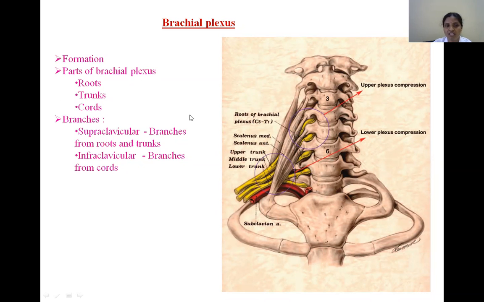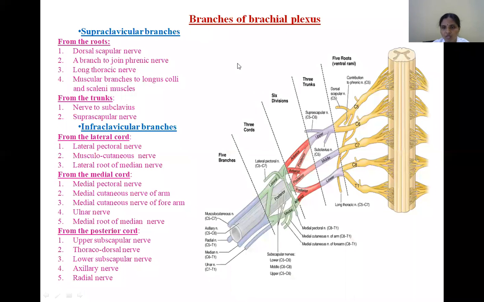Then if you define the branches, these branches are divided into two sets, above the clavicle and below the clavicle. Above the clavicle means we can appreciate them in the posterior triangle. Below or beyond the clavicle means we can appreciate them in the axilla. So the branches of the brachial plexus we can divide into supraclavicular and infraclavicular. Now I want to trace these branches here.